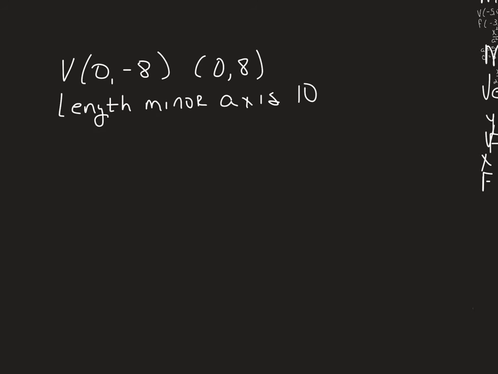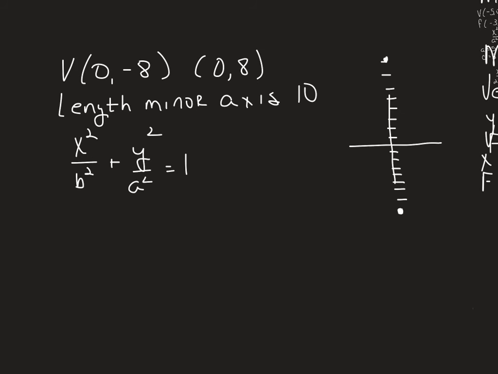Okay, I want to find the equation of the ellipse that satisfies this information. All right, so I need to determine first, and I usually like to graph it out so I don't get confused. If the vertices are 0, negative 8, and 0, 8, I have a major axis that is vertical, so it's going to be in the form x squared over b squared plus y squared over a squared equals 1.